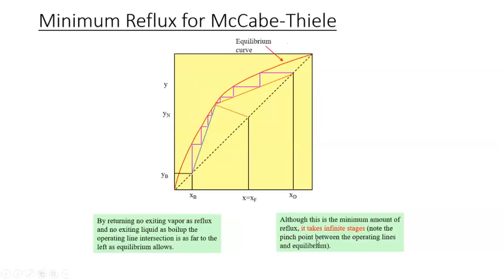Note the pinch point between the operating lines and the equilibrium curve. So here the tower height will be infinite. So this is not practical.